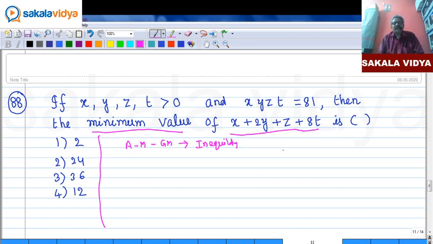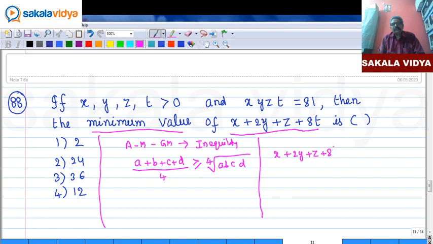For example, let us say this is A, B, C, D. The arithmetic mean of A, B, C, D, that is A plus B plus C plus D by 4, is greater than or equal to its geometric mean, that is the fourth root of A into B into C into D. So substituting these values, x plus 2y plus z plus 8t upon 4 is greater than or equal to the fourth root of x into 2y into z into 8t.